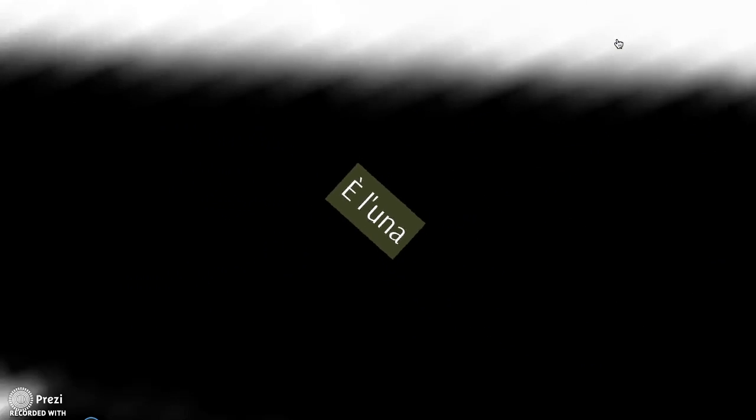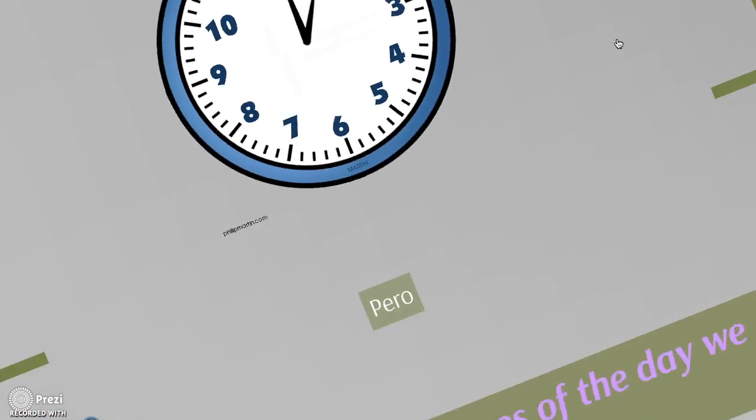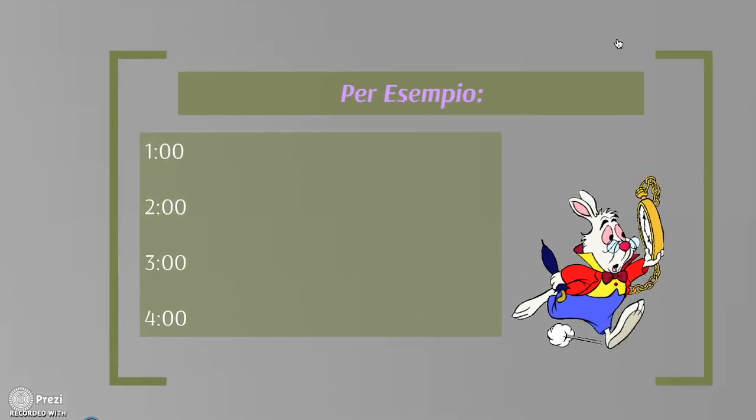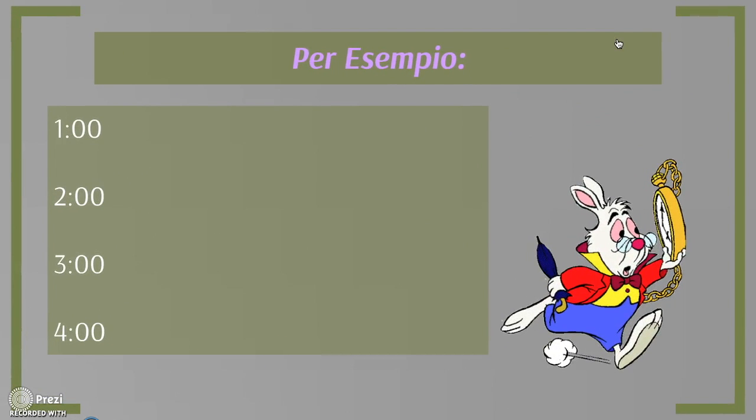For all other times that are plural, we use sono le. Sono le would be in front of 2 o'clock, 3 o'clock, 4 o'clock, 5 o'clock, 6 o'clock, all the way down. So for example, we have here 1 o'clock, 2 o'clock, 3 o'clock, and 4 o'clock. Pause the video and take your best shot at writing out 1 o'clock, 2 o'clock, 3 o'clock, and 4 o'clock in Italian. When you're all set, resume the video and see if your answers are correct.